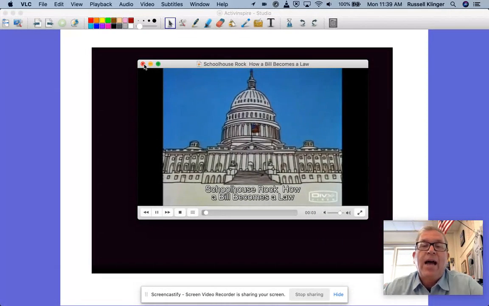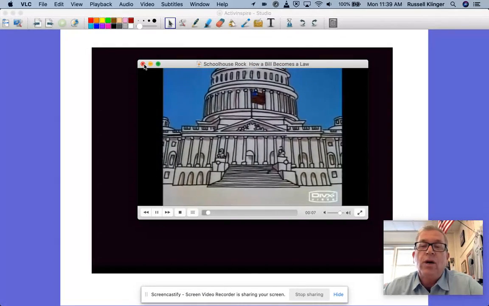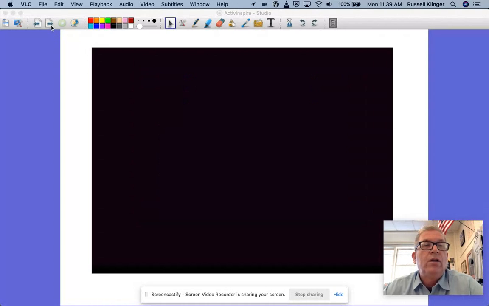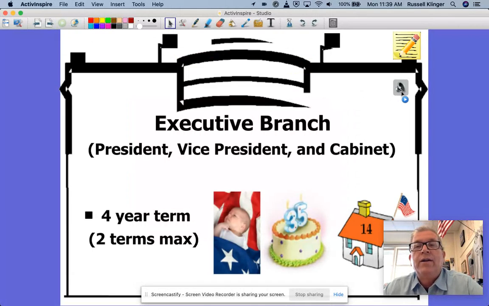And here's the how a bill becomes a law, and I've added this link into assignment number 20. So you can take a look at that if you want to stop now, or maybe you've already watched it as a part of assignment 20. This link is also embedded into assignment number 20. Or this is a different link, but the link that I give you basically is going to do the same thing. All right. Let's talk about the executive branch.